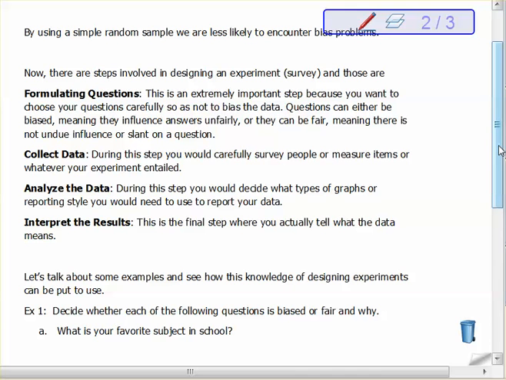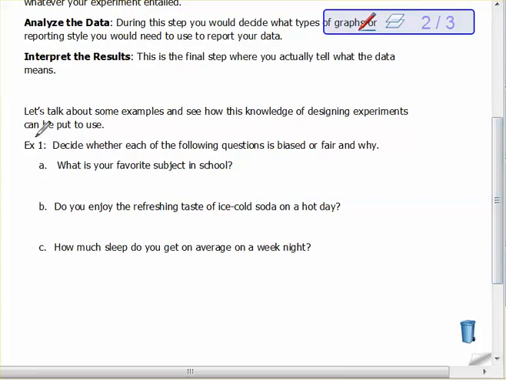Okay, so let's look at a couple of examples really quickly and see what we're talking about here. This first one says, decide whether each of the following questions is biased or fair and why. So the first question says, what is your favorite subject in school? Well, that is a fair question. And why is it a fair question? Well, there's nothing in there that would tell a person basically how you wanted them to answer. It doesn't influence anyone in an unfair way, so that would be considered a fair question.